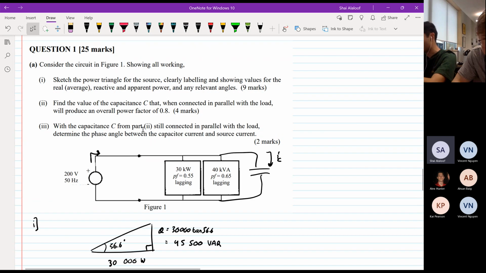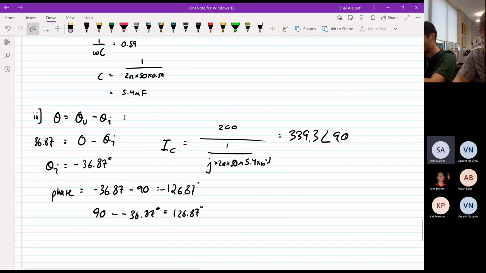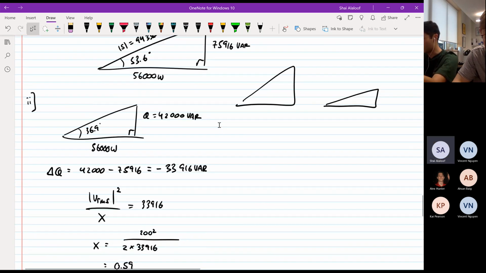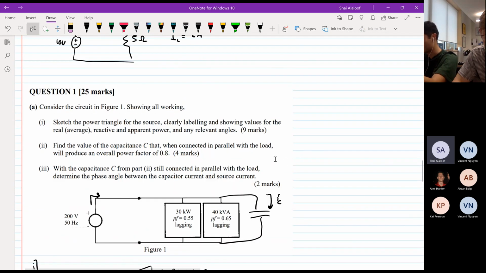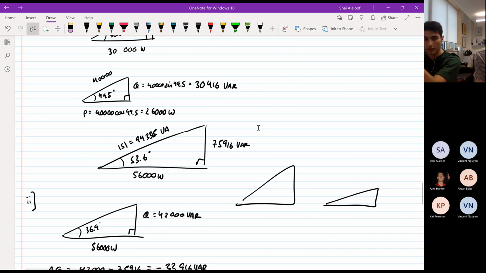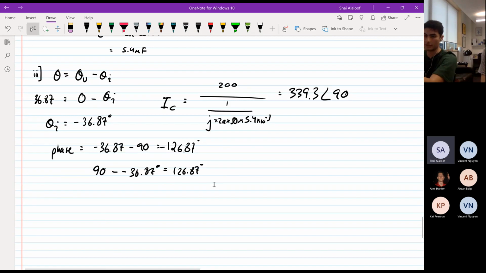If it was the phase of the capacitor, then it would be this 126.87. That would be right. So I guess when I did this, I must have interpreted it as not the phase difference, just the phase of the capacitor current. Okay, that makes more sense. Otherwise, it would be 90 degrees, because that's what we're taught, right? A capacitor is 90 degrees out of phase from the source, always. So I think that's more correct.